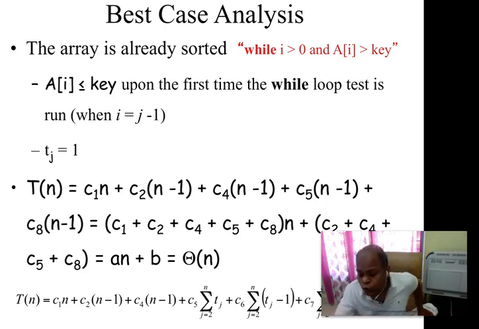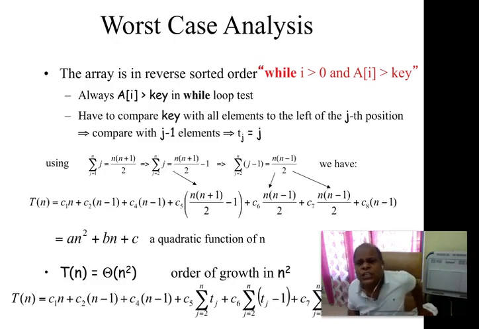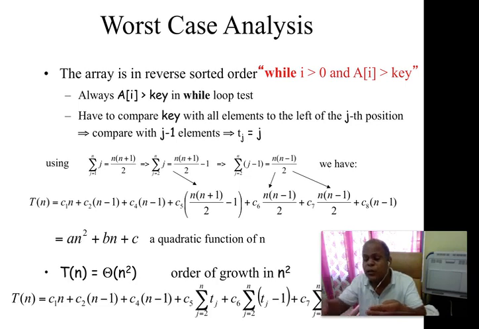Now let us go to the worst case. In the worst case, what happens? If the numbers are reverse sorted, that means the cards are given reverse sorted and we want to sort them, then every time we take a card, it will go at the end of the cards in our hand. Because it is reverse sorted, everything in our hand is bigger than the card we are taking, hence we will shift all the cards in our hand and put it at the end.